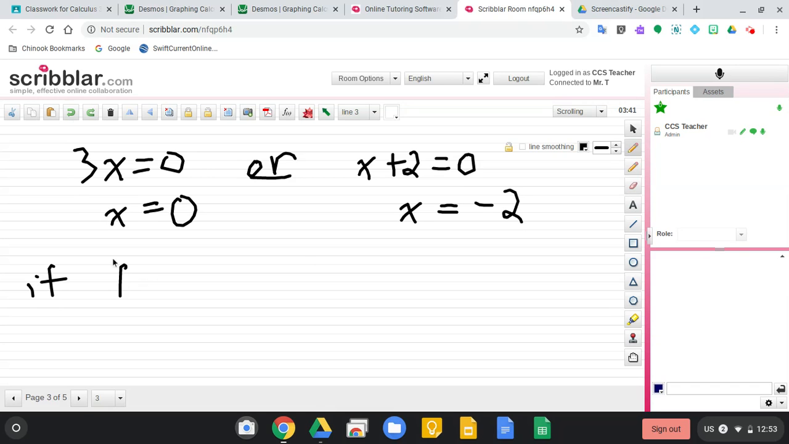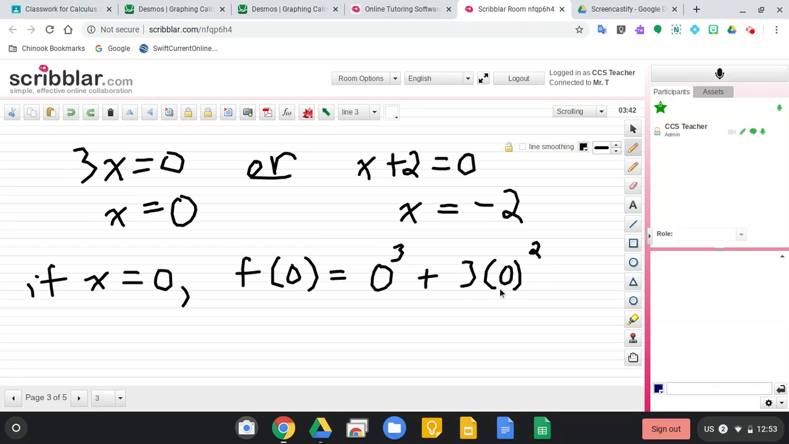If x equals 0, now I'm going to substitute back into the original and find f of 0. So the original equation was x cubed, so that'll be 0 cubed, plus 3x squared, so that will be 3 times 0 squared. And that's 0 plus 0, which is 0. So I am going to have a critical point at 0, 0. There is one critical point. Now I need to find my second one.